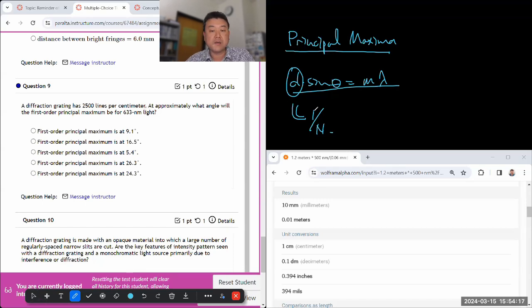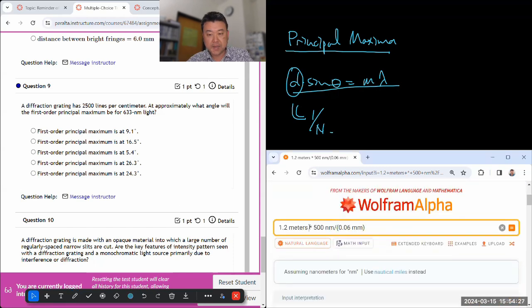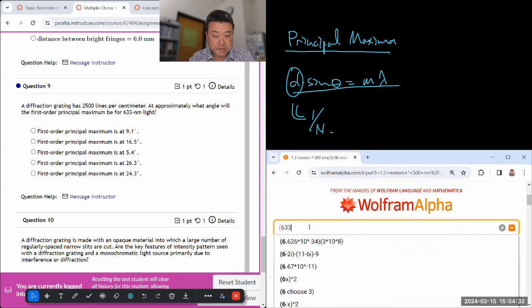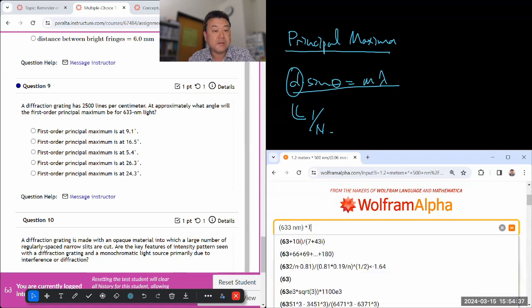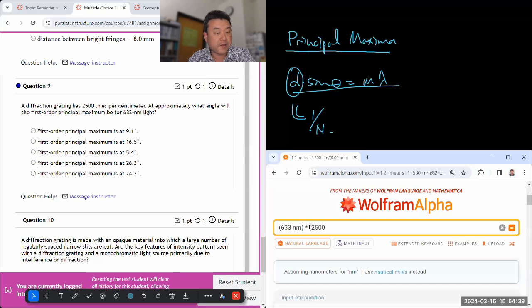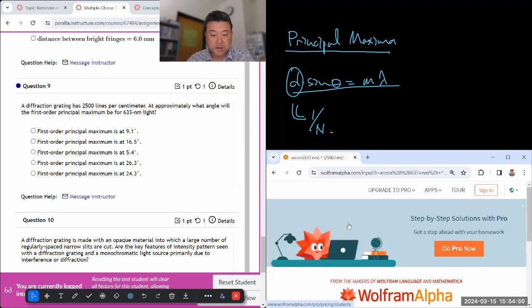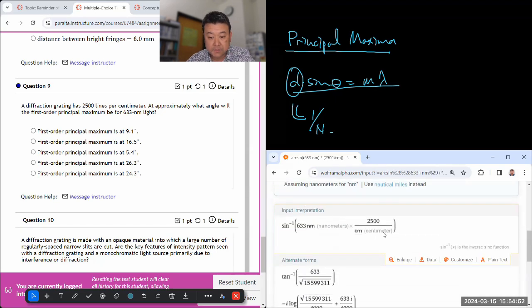So what am I solving for? I'm solving for theta when m is equal to 1. Let me do that algebra in my head and just type in the numbers here. I'm looking at lambda, so 633 nanometers divided by d, or times n, which is 2500 lines, not a unit, per centimeter. That should give me sine theta, so arc sine of that. I have a sense it's not a small angle, so arc sine will actually matter.